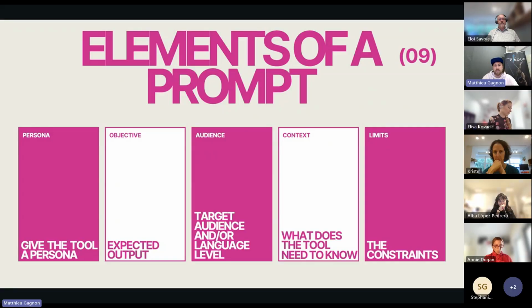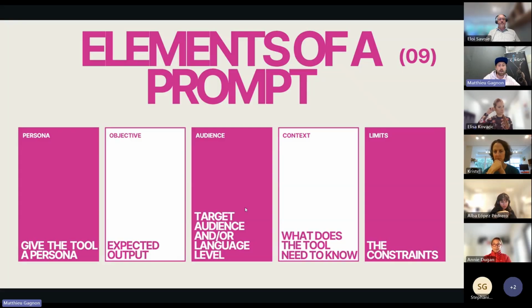And then you need to give the tool context. What does the tool need to know to give you a good answer? For example, if you're doing a grant request with ChatGPT, it doesn't know instinctively what the objectives or the expected results of the grant request are. So in the context, you can give it that information so that it uses it and stays within those guardrails. Sorry for the French. And then you can give it limits, the constraints of what you want.